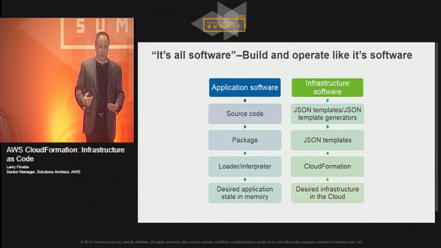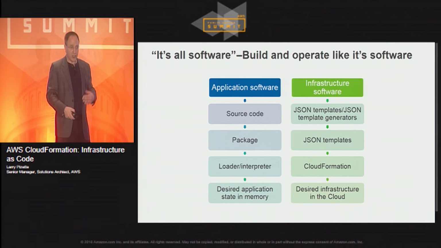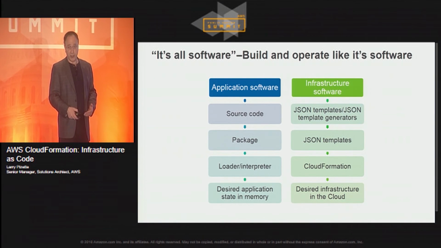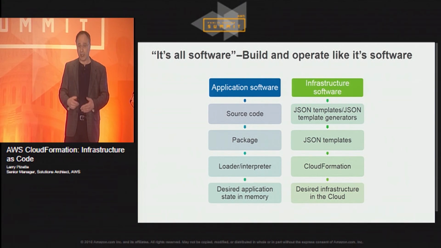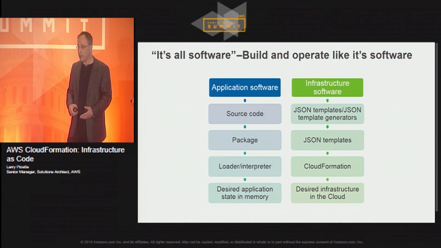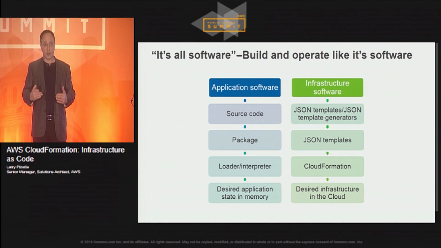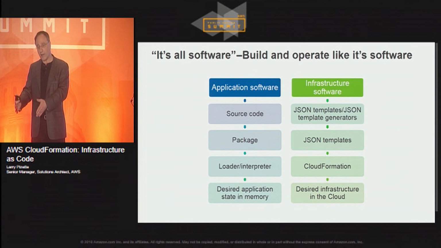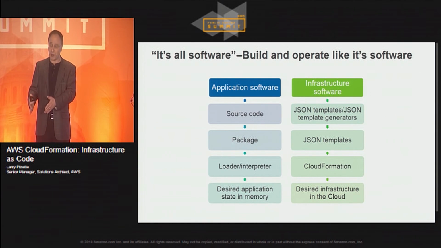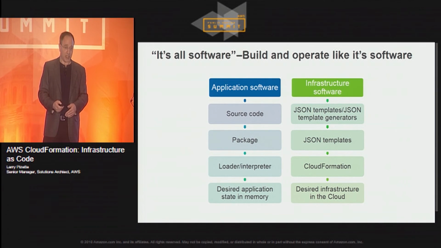On the right, we do something similar with JSON. We get our JSON templates, we either write them, or there are some third-party applications that people write to generate the JSON. You load your JSON templates into CloudFormation, and you get your desired state in CloudFormation. So there's quite an analogy there between infrastructure as code and the actual application software.